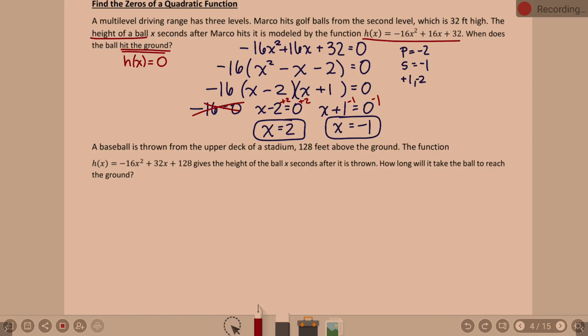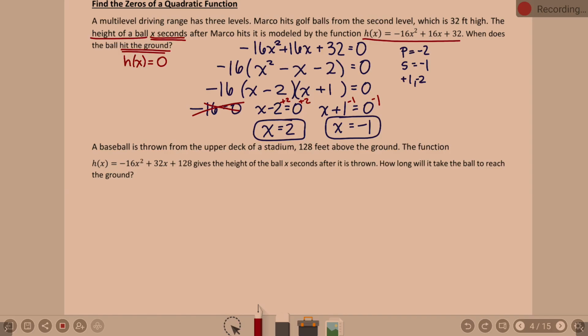When does the ball hit the ground? What does x represent? What kind of answers are these? These are x seconds. When does the ball hit the ground? 2 seconds? What about the negative 1? Okay, can time be negative?